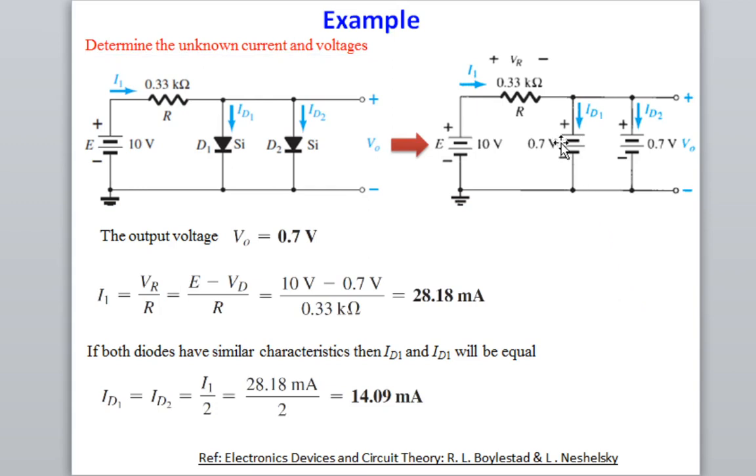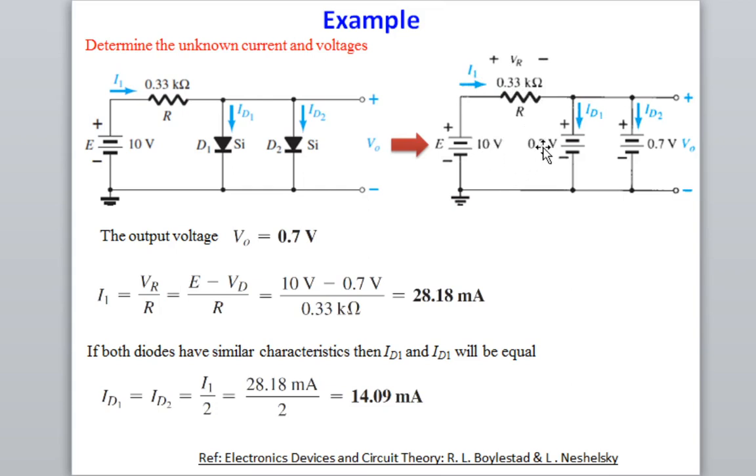So if this is 0.7 volt, and this is 0.7 volt, obviously this will also be 0.7 volt. But because there is a resistance here, if you measure here, there will be some voltage drop across this resistance, so the voltage will be different here. If you want to measure the voltage drop across this resistance, you can just apply Kirchhoff voltage law in this loop.